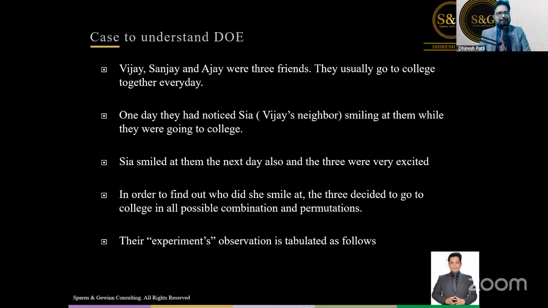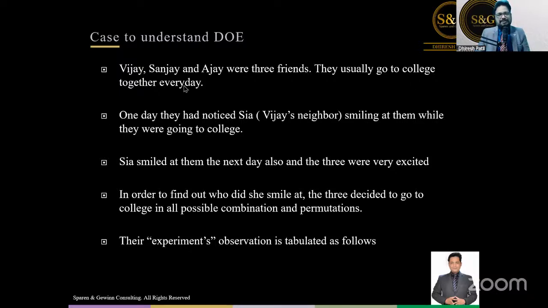Whenever I explain this example, it reminds me of a movie, kind of like Jo Jeeta Wohi Sikandar, where there are friends and female friends, the girlfriends and all those things. Okay, so here is the scenario.